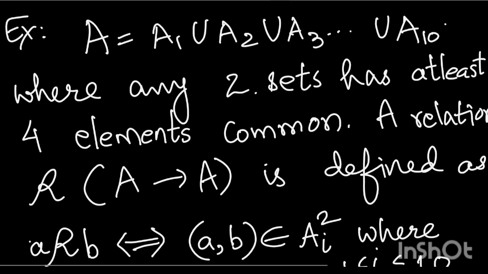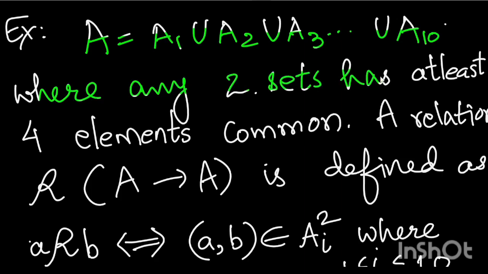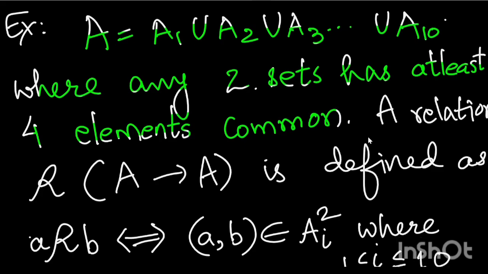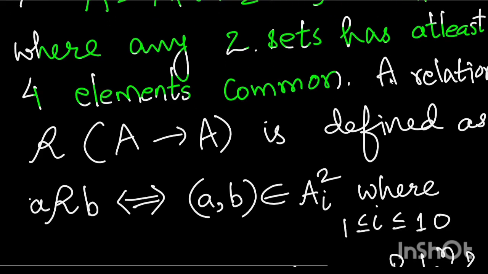So let's take an example, guys. A is a union of 10 sets A1 to A10, where any two sets have at least 4 elements in common. It means if you take the intersection of any two sets, let's say A2 and A3, they will have 4 elements in common. This is the meaning of the first three statements.